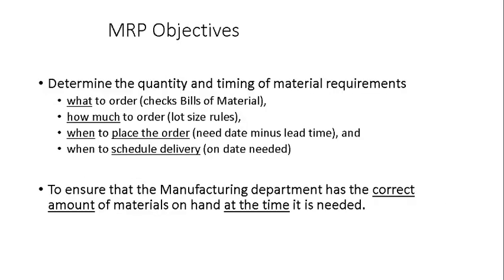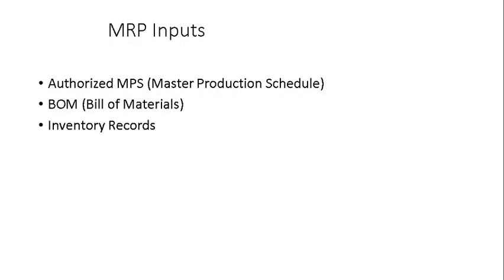So as we said before, the MRP objective is to ensure that the manufacturing department has the correct amount of materials on hand at the time it is needed. In order to do that, we need to identify what we need to order, how much we have to order, when to place the orders, and when to schedule the delivery. So all those quantities need to be determined, and this is a job of the MRP system. In order to perform those calculations, the MRP is using three inputs: the authorized master production schedule, or else MPS, the bill of materials, and inventory records.